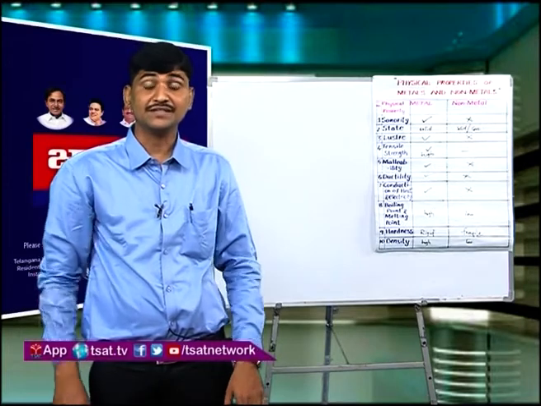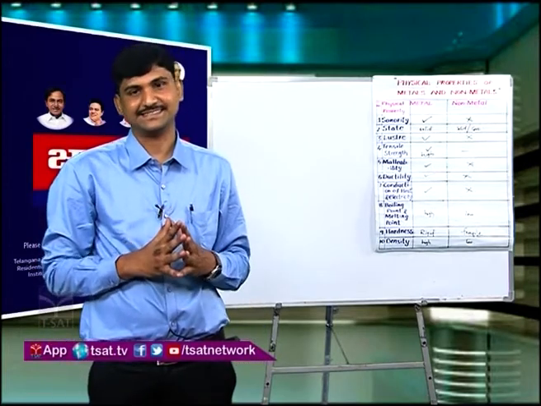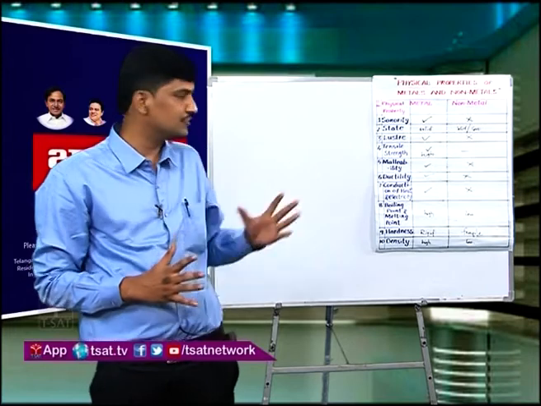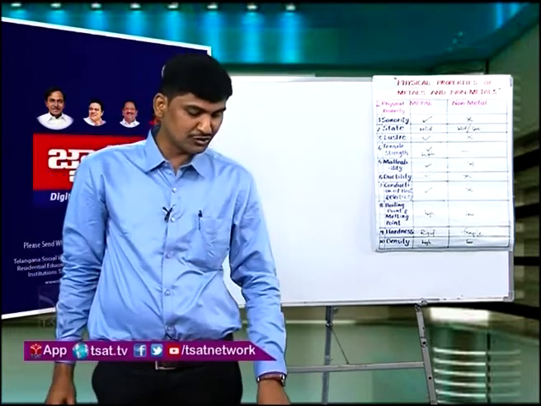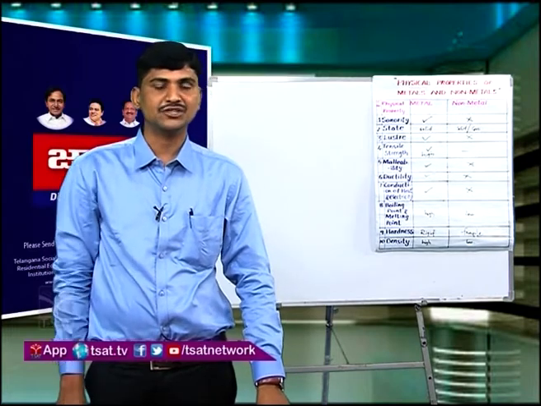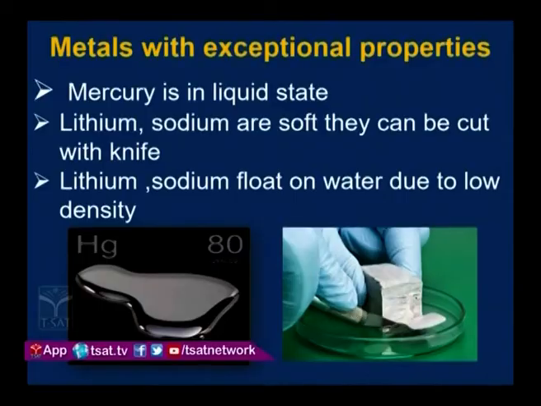Now let us see, there are some exceptional cases, which are contradictions to the statements just given, children. Let us see what the exceptional properties are in the next slide. Exceptional properties of metals. Okay children, what we said is metals are in solid state.